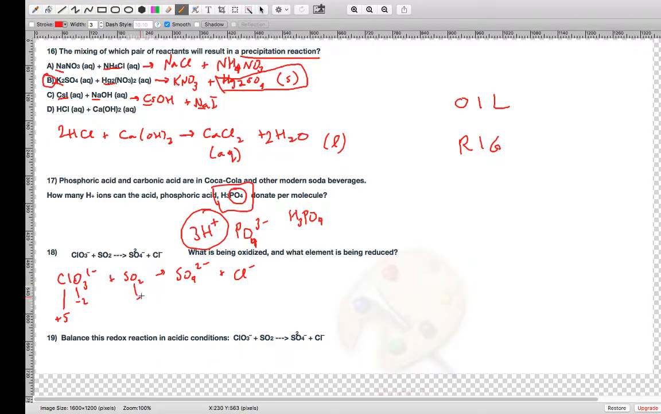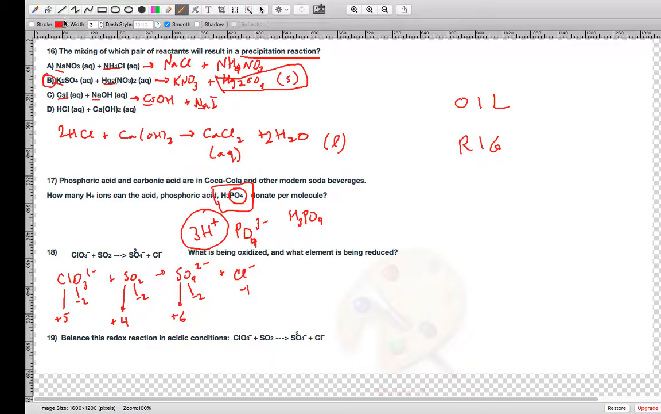This oxygen is -2 again. The sulfur is now +4 because there is no charge. Here, each oxygen is -2 again, so that's 4 times -2, a total of -8. So this sulfur needs to be +6 because 6 plus -8 equals the total charge of this molecule, which is -2, or 2 minus. This is an ion which only has one atom, so the oxidation state is automatically the same as the charge, -1.